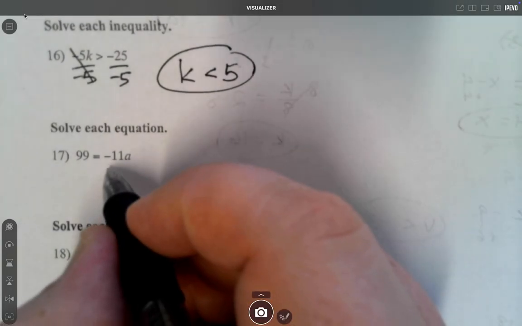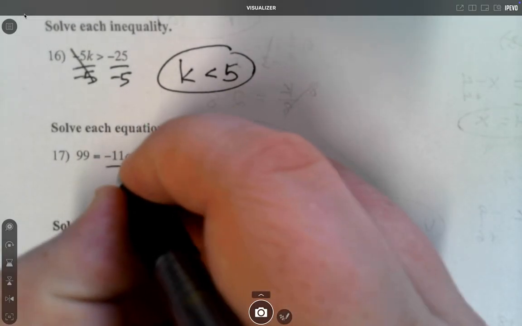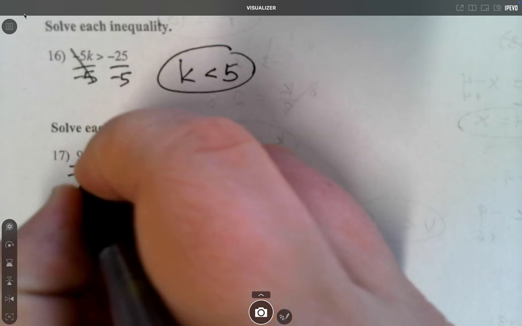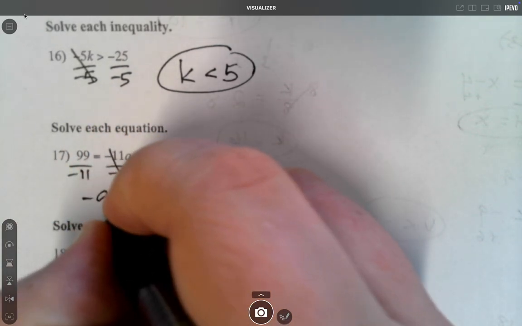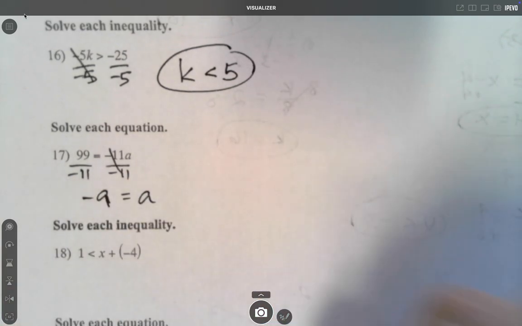17. Negative 11 times a. So we do the opposite. We divide by negative 11. We get negative 9 equals a.